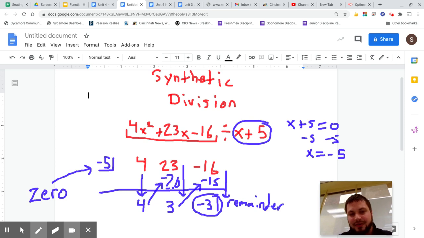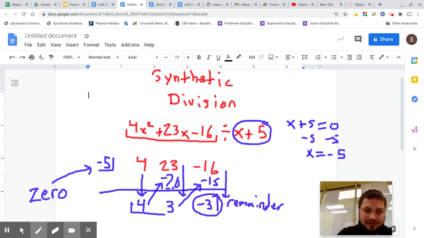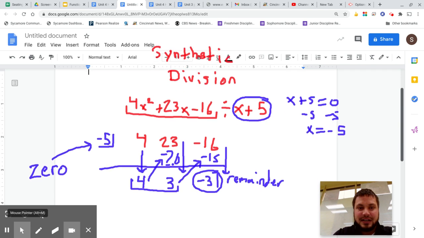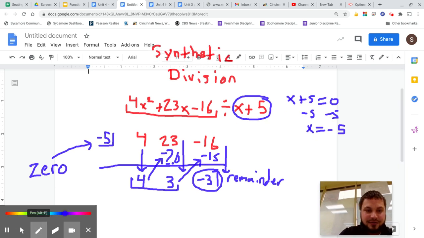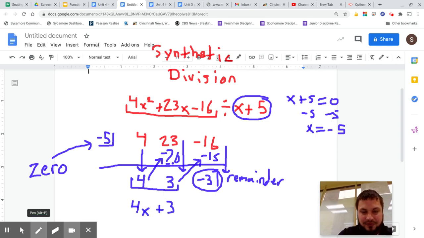Now, the last number is always your remainder. Since this remainder was negative 31, I know that x plus 5 was not a factor of 4x squared plus 23x minus 16, because the remainder was not 0. Now, every number in front of the remainder is the coefficients of your answer, okay? And of course, every time you do division, the degree of your answer is one less than the original problem. So the original problem was second degree or quadratic. That means our answer is going to be first degree or linear. So our new answer is 4x to the first plus 3. Those are using those two numbers right there.